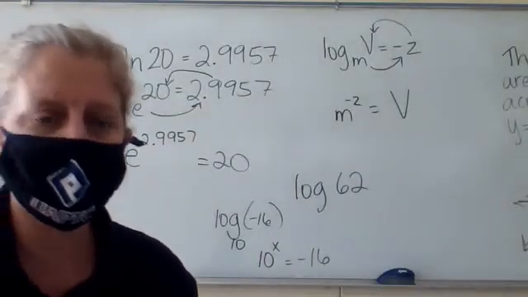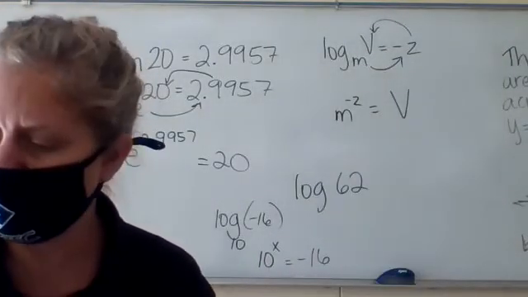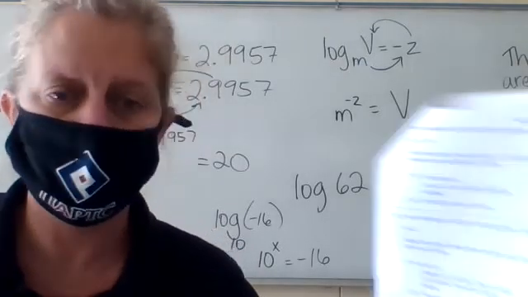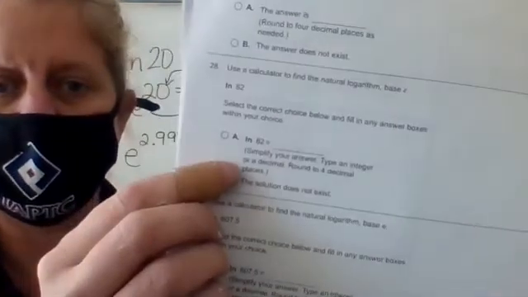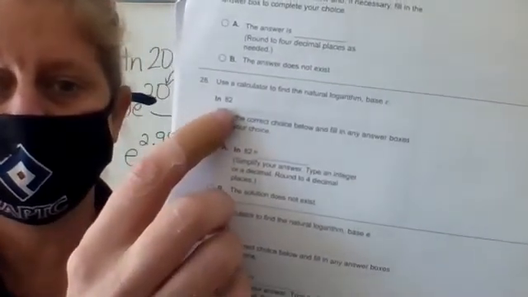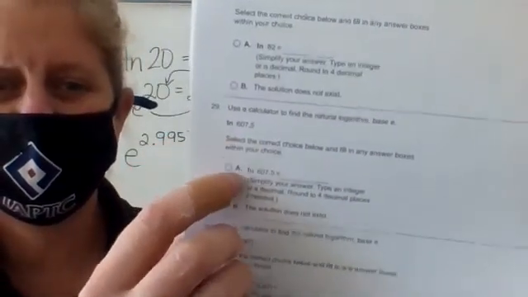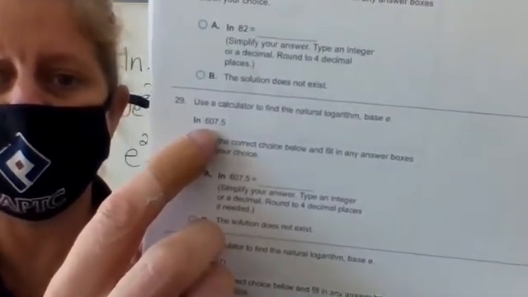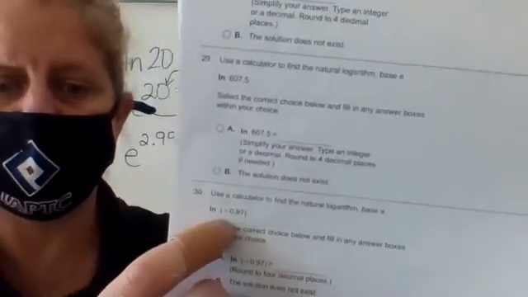Okay, you're going to do the same kind of thing on number 28. Instead of using the log button, you'll just use your ln button. So you'll do ln 82, ln 607.5. Again, that's going to give you some kind of decimal answer.